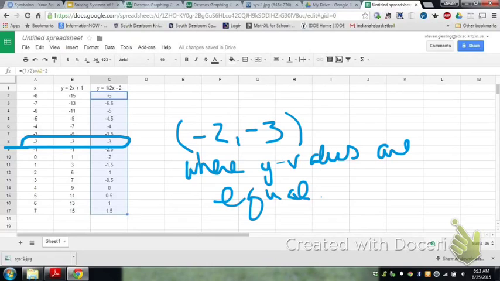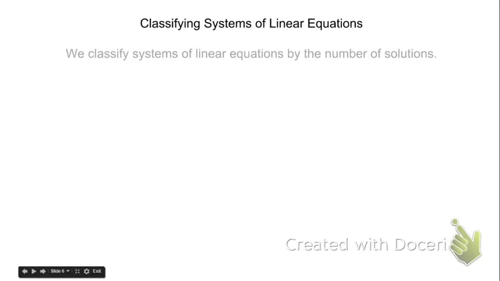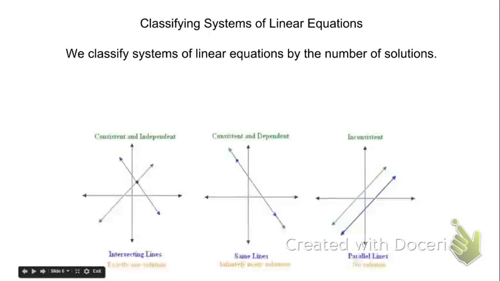And that's how we can use tables in Google Sheets. Another thing we want to do is classify systems of equations. We classify systems of linear equations by the number of solutions that they have. Take a look at this image.